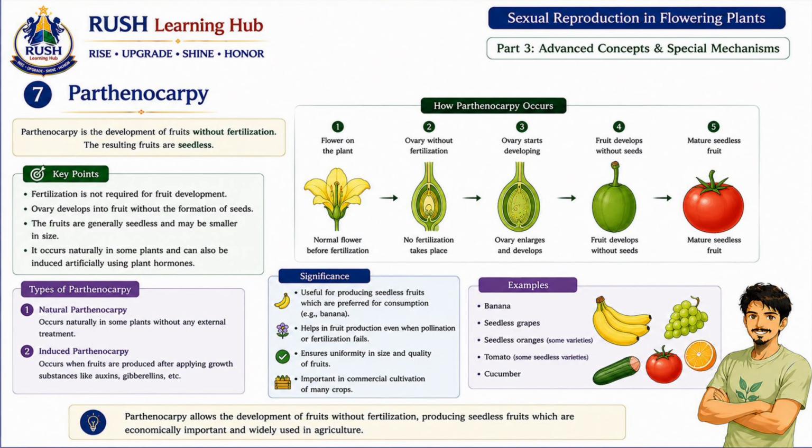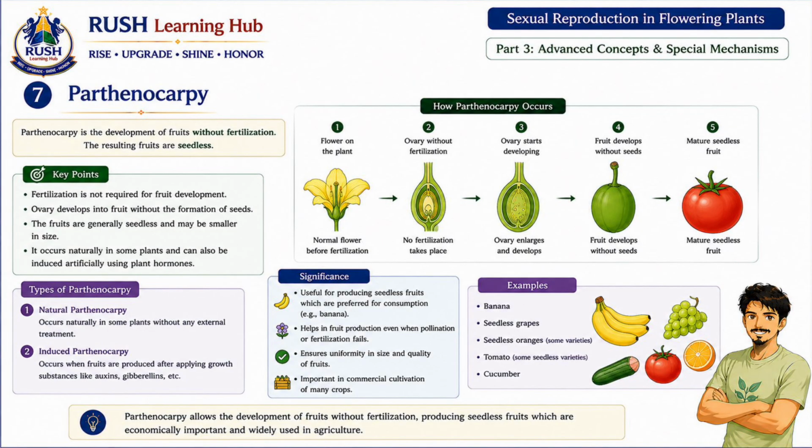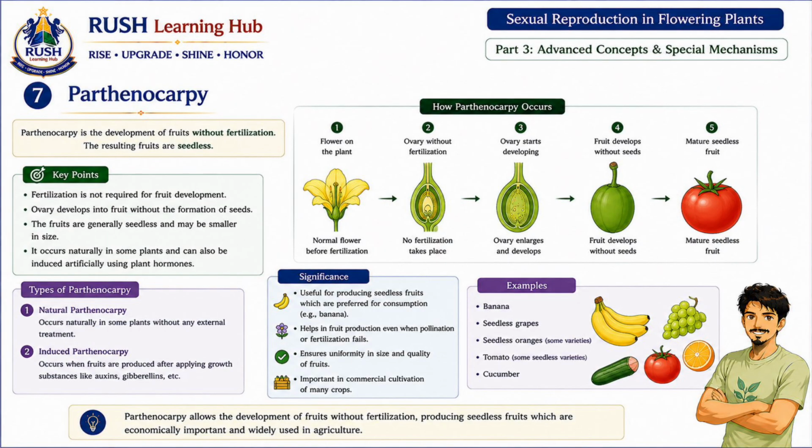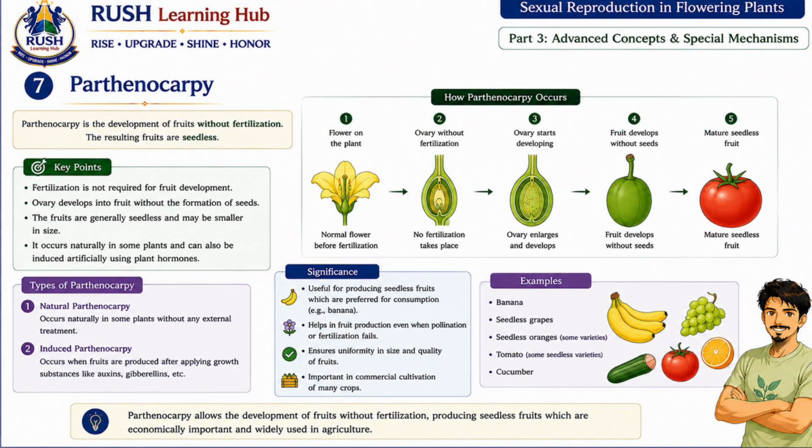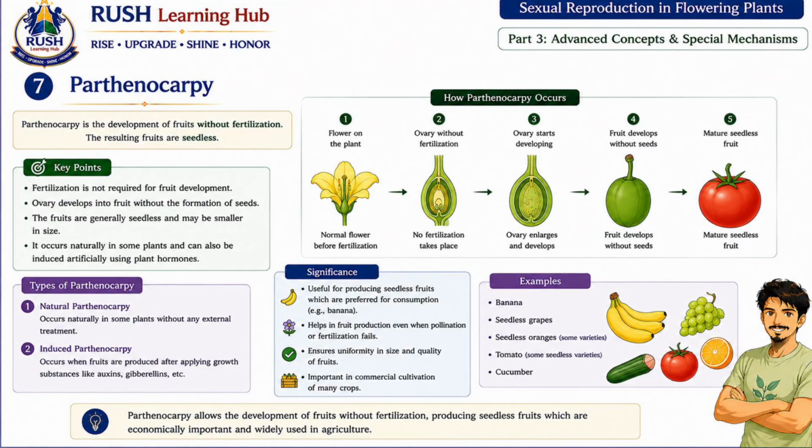Examples. Some common examples of parthenocarpic fruits include banana, seedless grapes, certain varieties of oranges, some seedless tomatoes, cucumber. These fruits are widely cultivated and have significant commercial value.